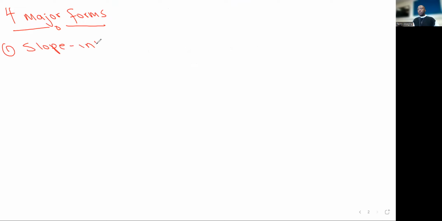So what happens now is that generally we have four major forms. There could be more, but in this video, I'm going to focus on the major ones. The first one is what we call the slope-intercept form. This is one of the most popular ones. It's what we call y is equal to mx plus c. This is the slope-intercept form.